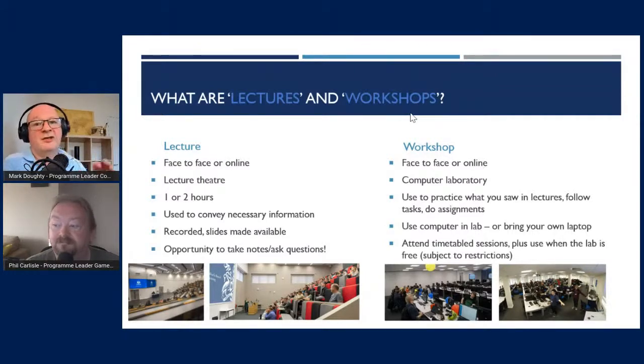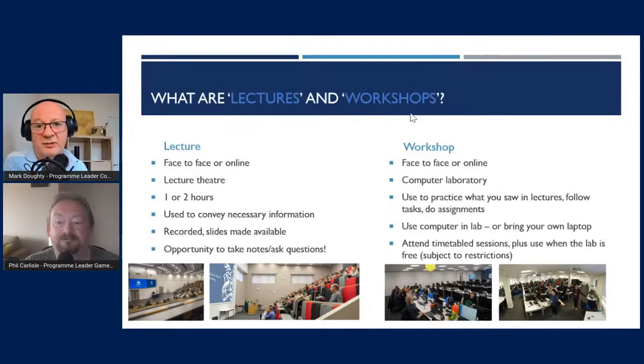The workshop, on the other hand, is for you to practice, for you to do things. The workshop is in the labs that, again, William and Oliver showed you prior to this, and it's for you to practice what you've seen in the lecture. You're usually given workshop tasks to do, exercises, guided tasks. You're taken through certain things to enable you to practice and put into action some of the things that you've seen in the lecture.